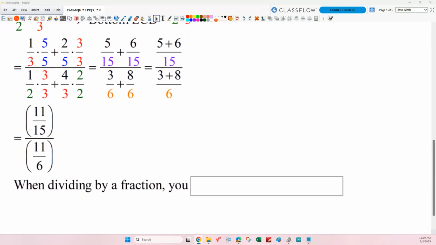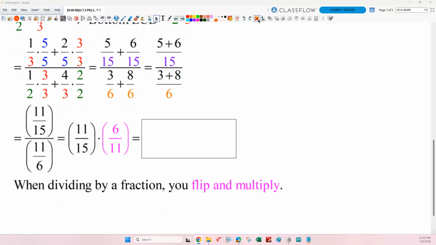When you divide by a fraction, you do what? Multiply by the reciprocal. Keep it, change it, flip it. So if we flip the bottom, what do we get? 66 over 100. I can't do 15 times 11 in my head, and I wouldn't want to. I could just write 11 times 6 and then 11 times 15. Because then you can cancel out the 11s instead of factoring it out again. So what am I left with? 6 over 15.